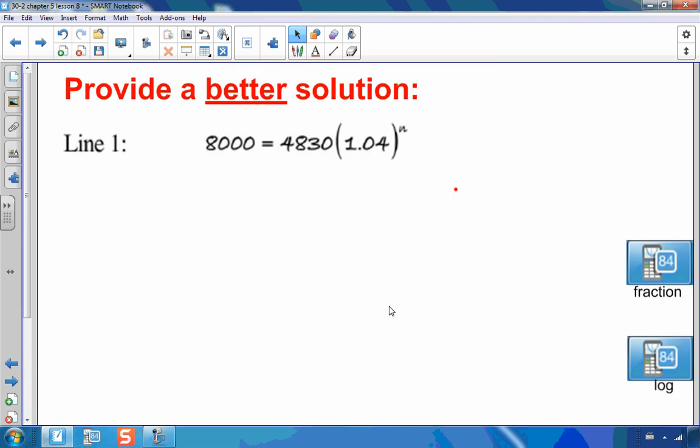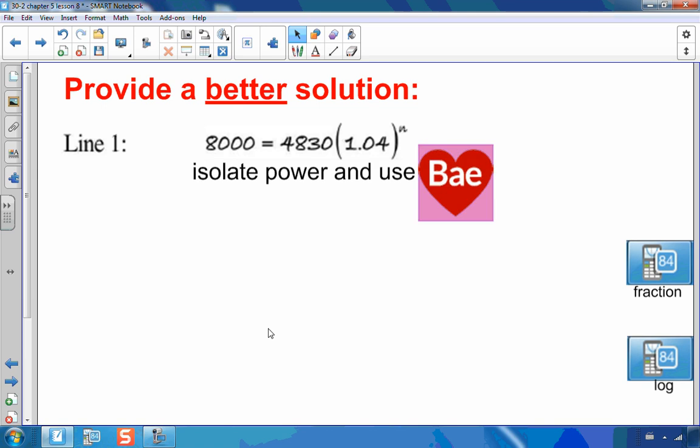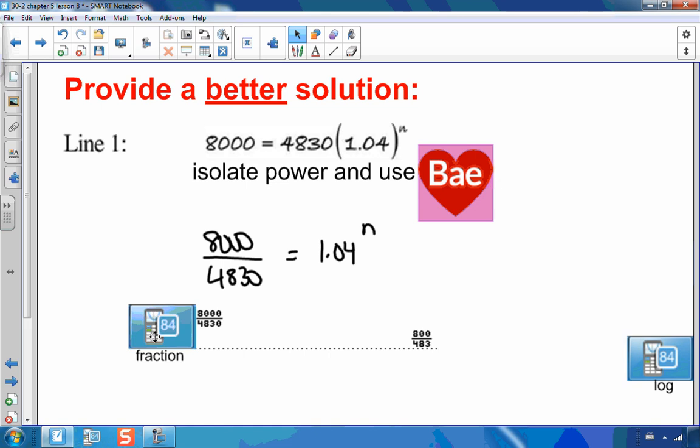What I want to look at is a better way of doing this. Whenever I have just one power, I would never take the log of both sides. I save that method for when I absolutely have to use it, because it's really time consuming. So what I'm going to do is isolate my power and use base. Dividing both sides by 4,830, I get this. The first thing I want to do is put my fraction in lowest terms. So I'm going to have 800 over 483 equals 1.04 to the n.